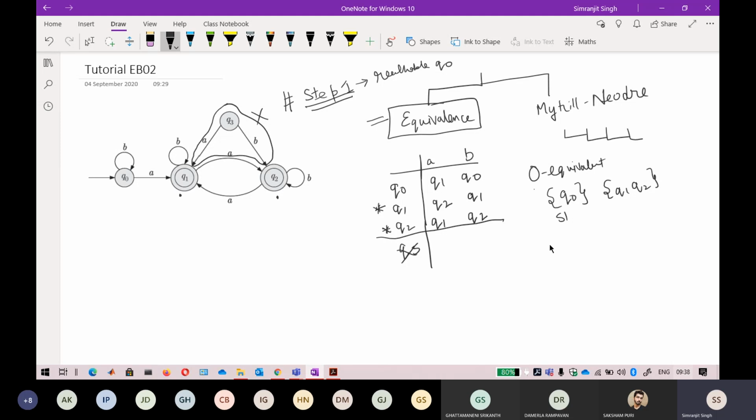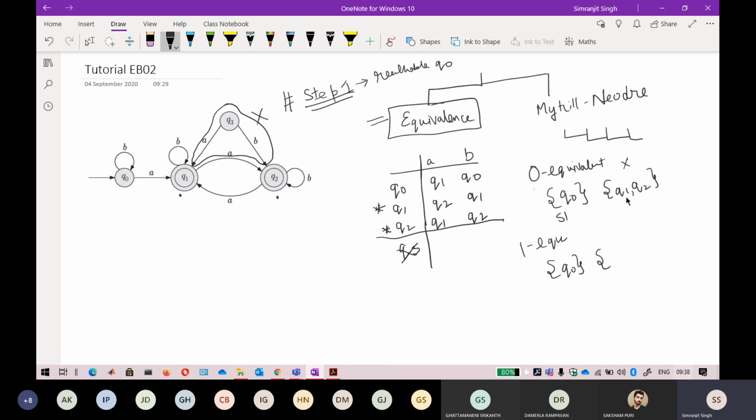Now for one equivalent, Q0 will be written as it is because it only contains one element. So don't disturb this set, just copy and paste it. Now the second set, we want to break up these two elements. If we are able to break it up, then we will get three states. If we are not able to break it up, then we will get two states.